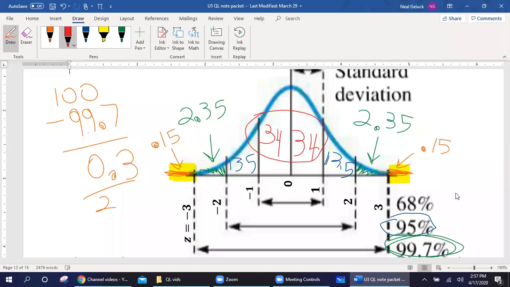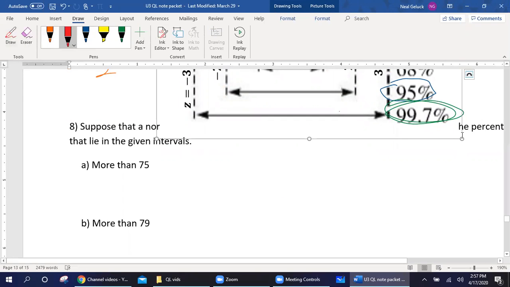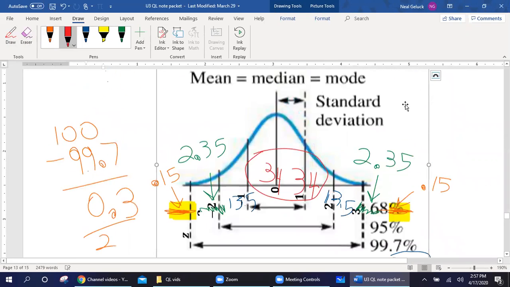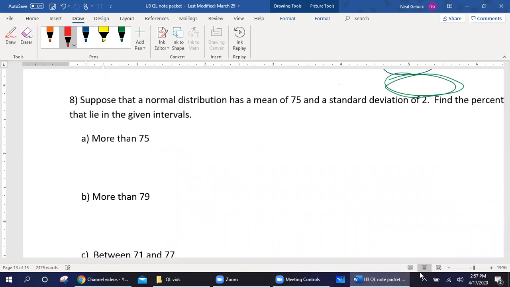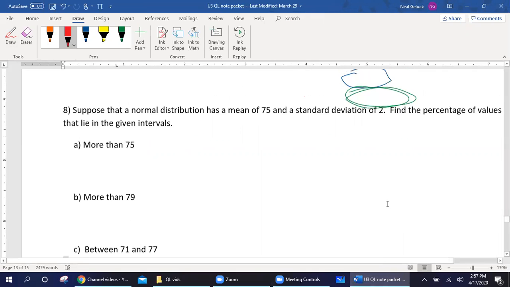So what I like to do is, let me move this, make this a little bigger and covered up some stuff here. There we go. I like to always on these problems draw myself a normal curve.